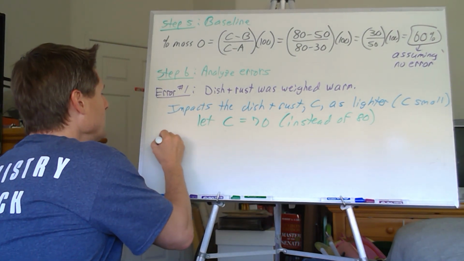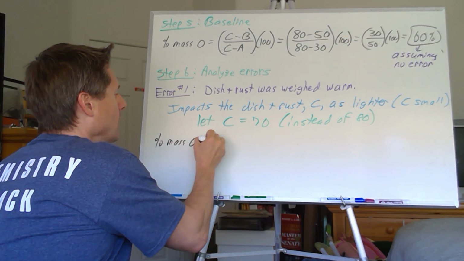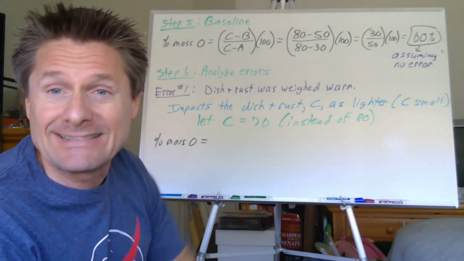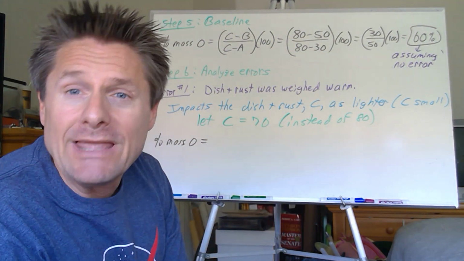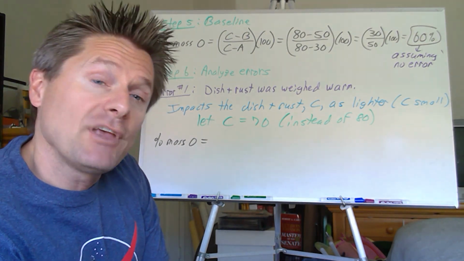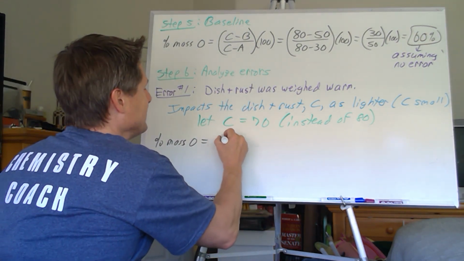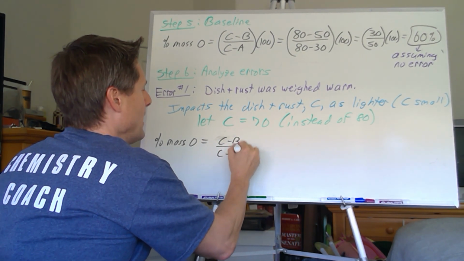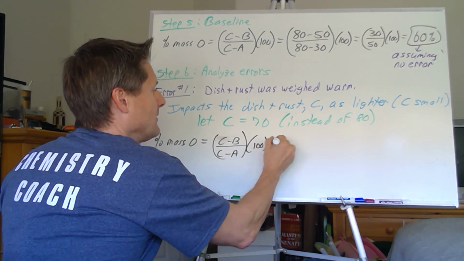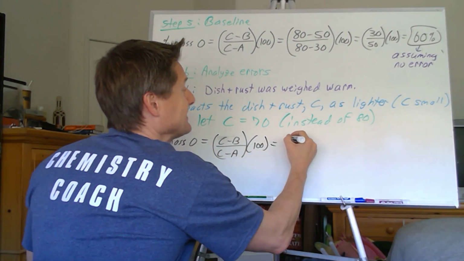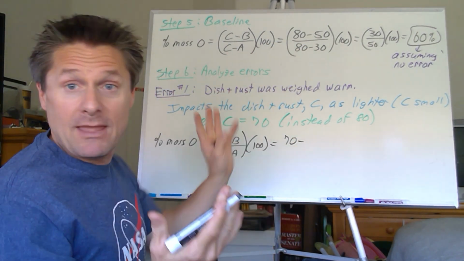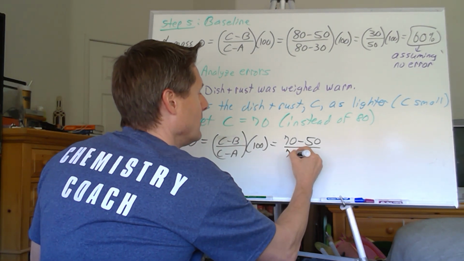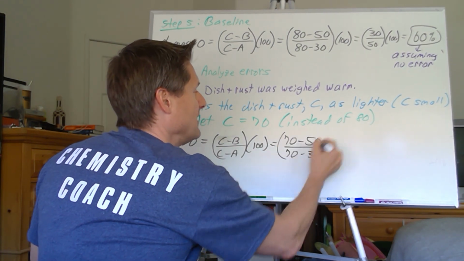Let's recalculate our mass percent oxygen. Exact same equation, but we're going to plug in 70 instead of 80 for C, and see if we get a value equal to 60%, lower than 60%, or greater. Let's plug it in. We'll put it in as C minus B over C minus A times 100. Exact same equation. So C is now 70, but no effect on B. We'll keep that as 50. C here becomes 70. No change on A. The mass of the empty dish was fine.